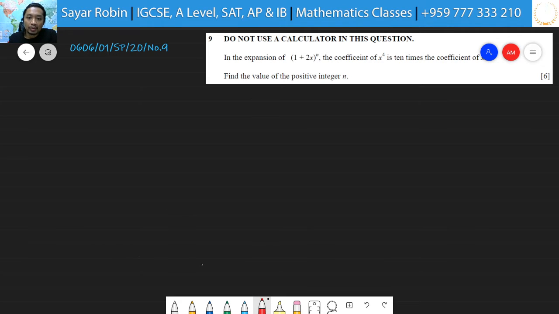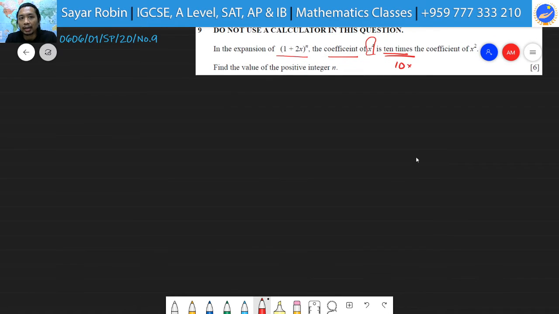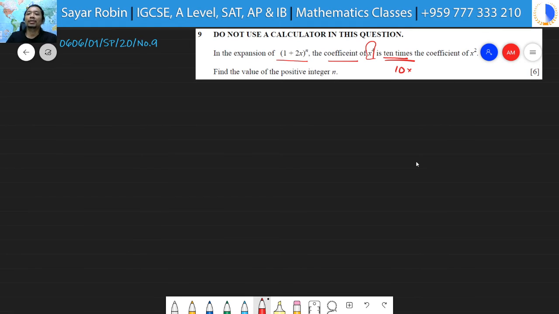So in the expansion of (1 plus 2x) to the power n, the main thing is the coefficient of x to the power 4 is 10 times the coefficient of x squared. So find the value of the positive integer n. Okay, so now the value of positive integer n must be found.